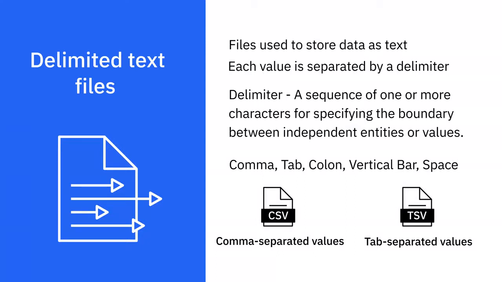Comma-separated values, or CSVs, and tab-separated values, or TSVs, are the most commonly used file types in this category. In CSVs, the delimiter is a comma, while in TSVs, the delimiter is a tab. When literal commas are present in text data and therefore cannot be used as delimiters, TSVs serve as an alternative to CSV format. Tab stops are infrequent in running text.